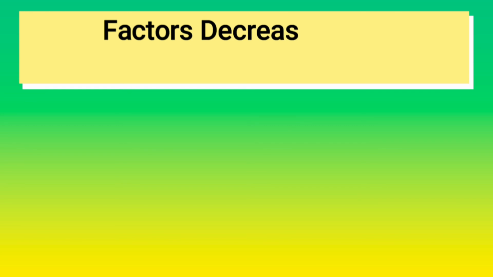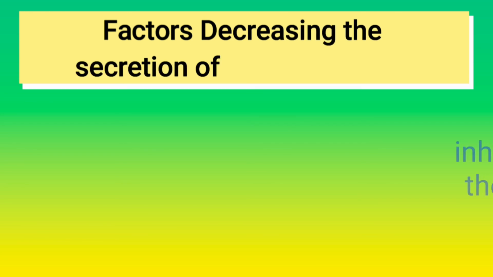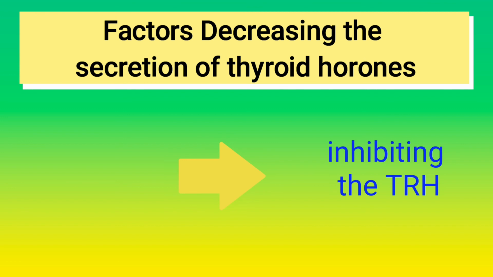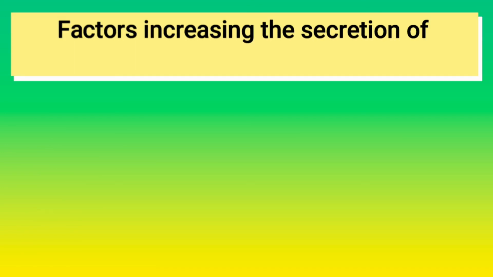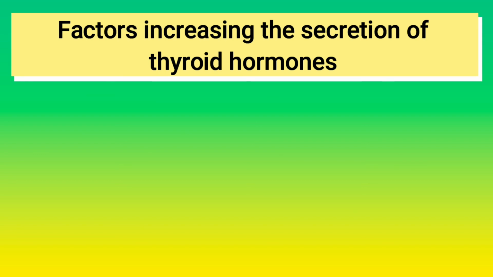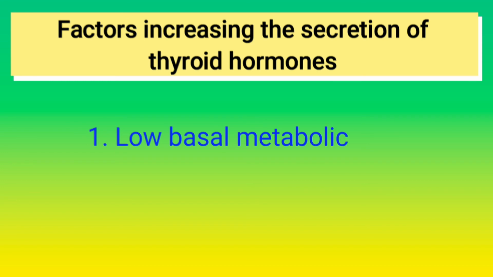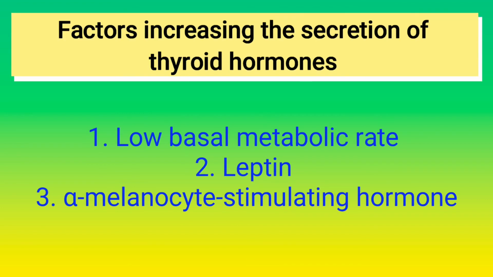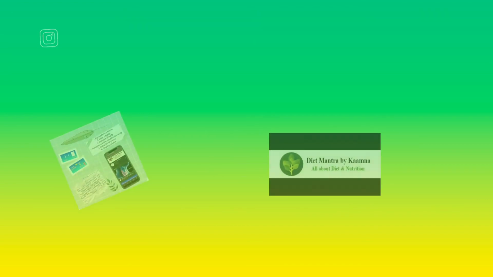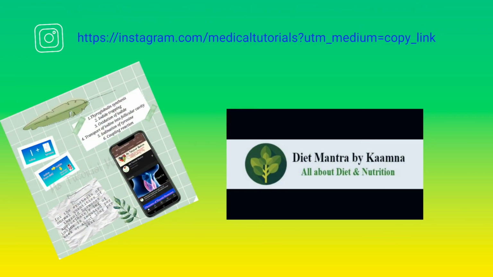Other than iodide, there are some more factors that decrease the secretion of thyroid hormone by inhibiting the release of TRH. Those are stress, somatostatin hormone, glucocorticoid hormone, and dopamine hormone. There are some other factors that increase the secretion of thyroid hormone. These are number 1, low basal metabolic rate, number 2, leptin, number 3, alpha melanocyte stimulating hormone. So this was all about the control mechanism of thyroid hormone secretion.